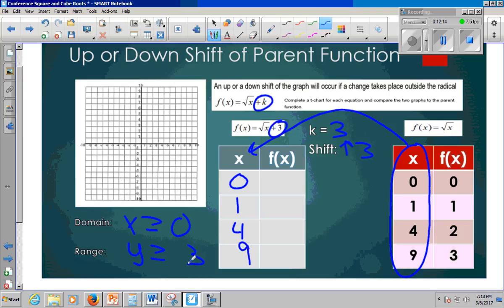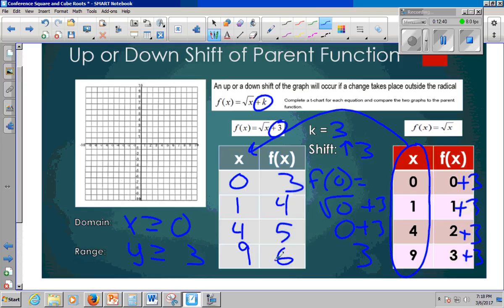Again, to find a couple of points, let's just use some brute force. If I find f of 0, that's the square root of 0 plus 3, which is 0 plus 3, which is 3. Okay, so let's notice there's 3 more in our y column. So I add 3 to the 1, I'm going to get a 4. If I add 3 to the 2, I'm going to get a 5. If I add 3 to the 3, I'm going to get a 6. So I claim this is going to be my shift: 0, 3, 1, 4, 4, 5, and 9, 6. Okay. Again, this is just shifted up 3 units.